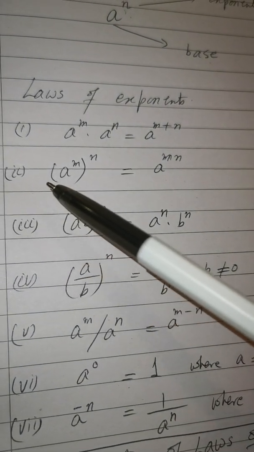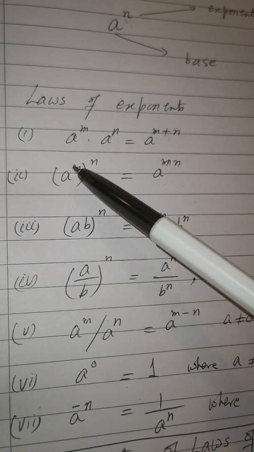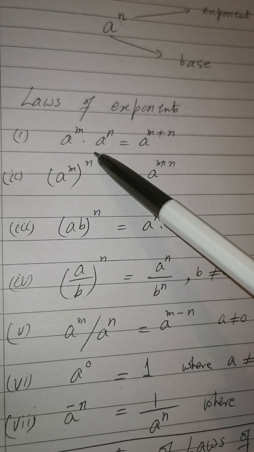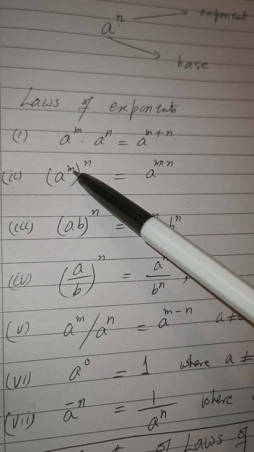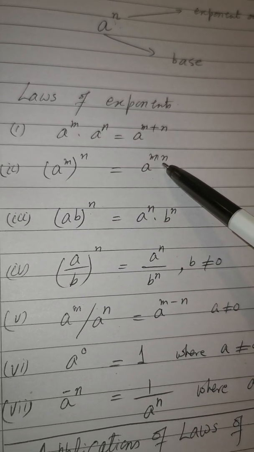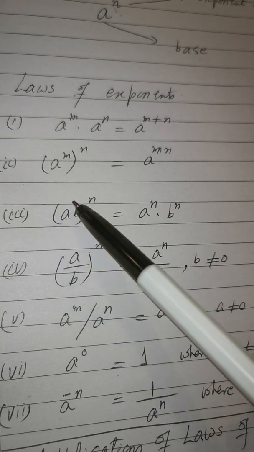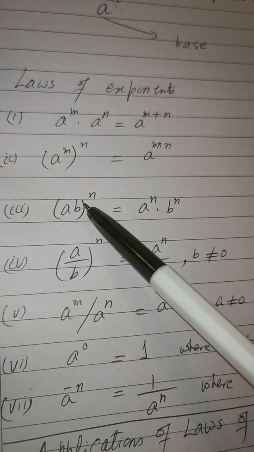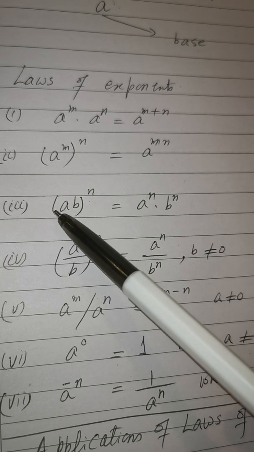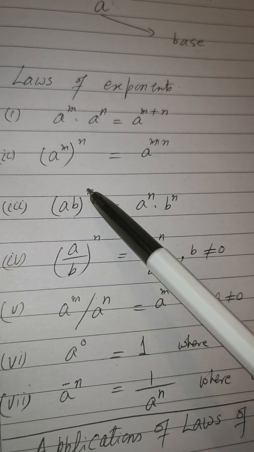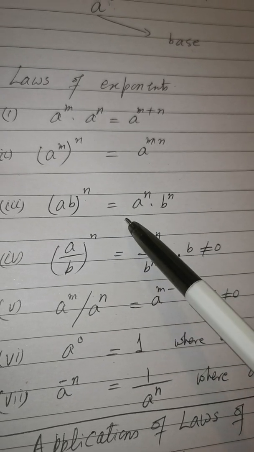Second property: if a power m has whole power n, it means that the powers are multiplied with each other. It will become a power mn. Third property is that if ab has whole power n, then we can separately take their powers and multiply them. It means a power n separately and b power n, and multiply them, right?